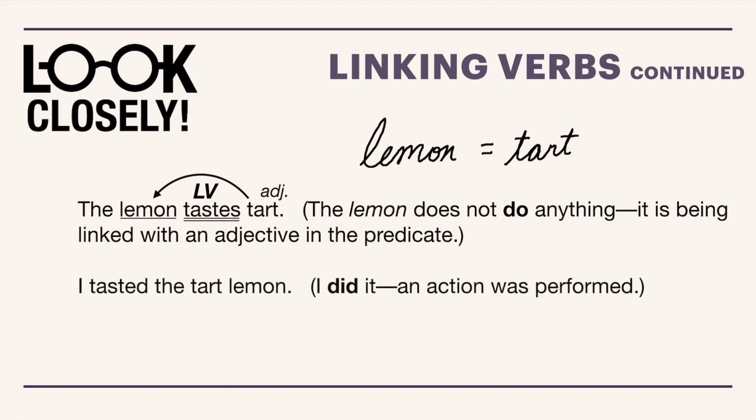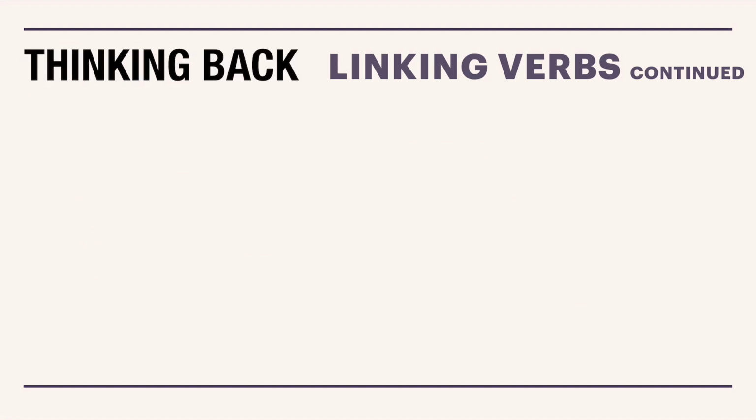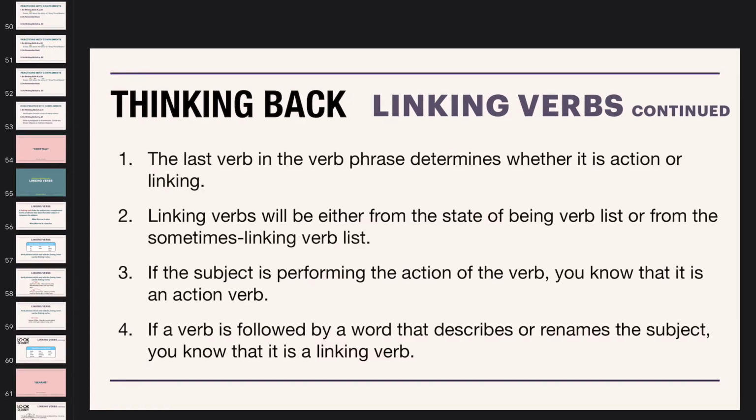Now, I tasted the tart lemon. I did it. An action was performed. Make sure that you know actions are performed. So here we have lemon as what I tasted. That's the direct object, and so tasted is an action verb. So let me go back here.